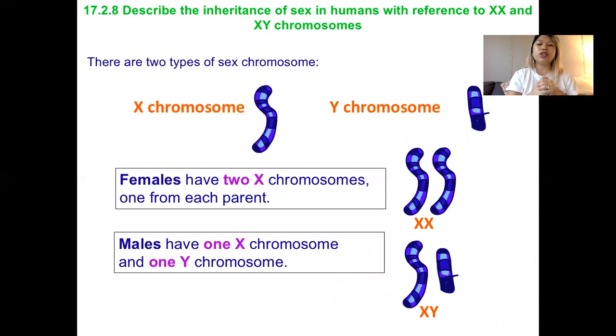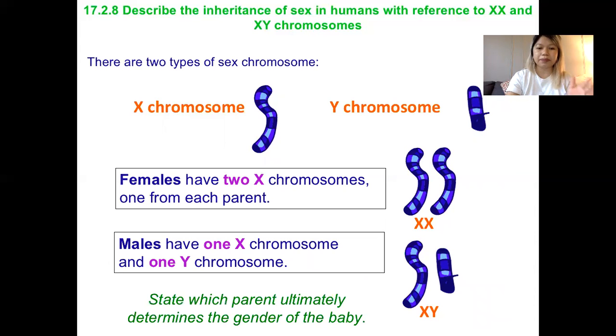So can you determine which chromosome, the X or the Y? Actually, no, I want to rephrase that. Can you state which parent will give you the chromosome that determines the gender you become? So which parent ultimately determines the gender of the baby? Hopefully you know that it's the male. Your mother, no matter what, will always give you an X chromosome.